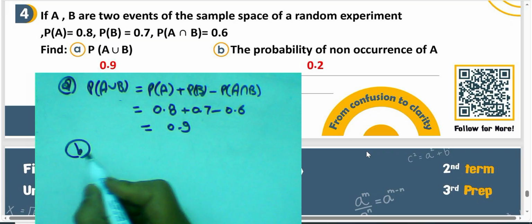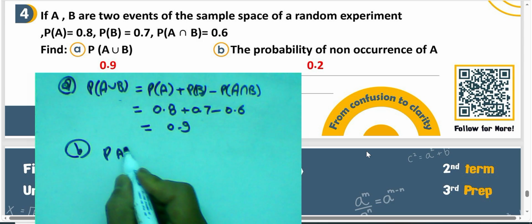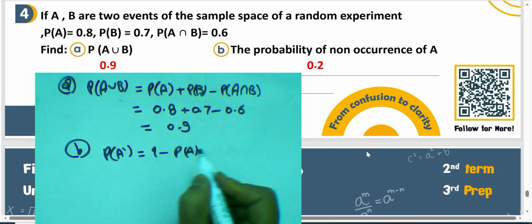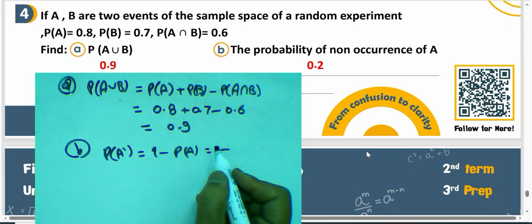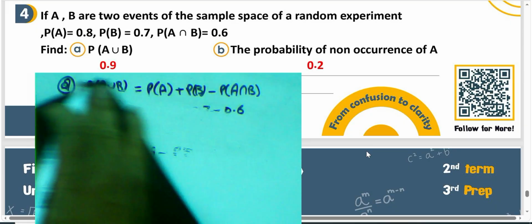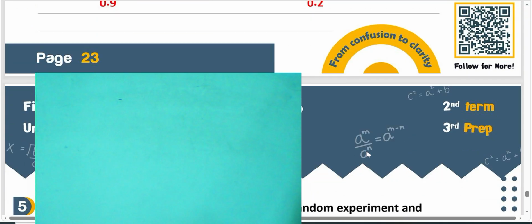This is letter A. Letter B, the probability of non-occurrence of A, probability A dash. It will be 1 subtract the probability of A. Probability of A was 0.8, then the difference between them equals 0.2. Okay, these are the tips about this question. Next example here.